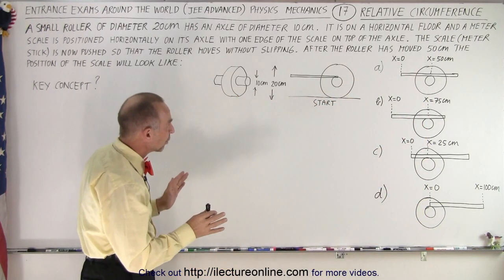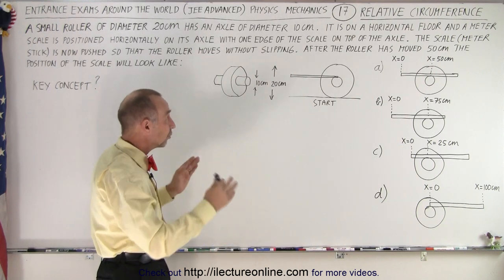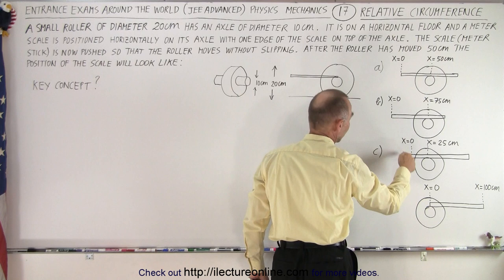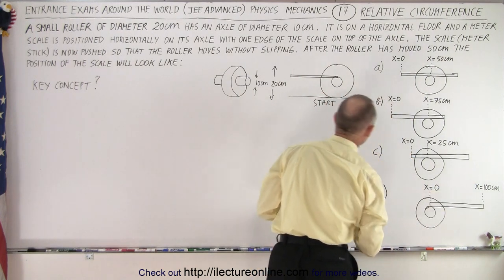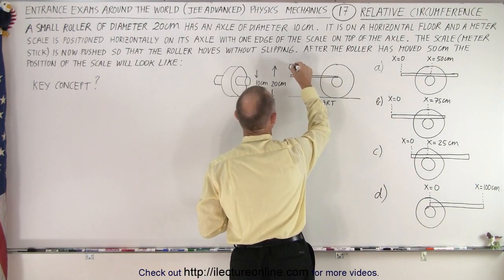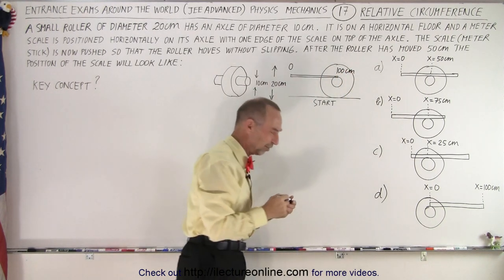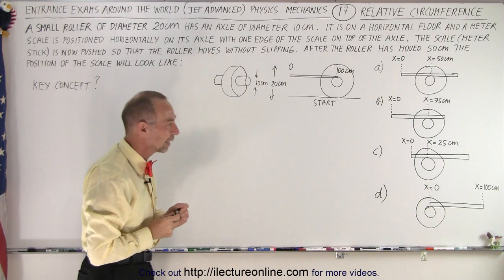Well, first of all, we need to realize which end of the meter stick is where. And if you take a look at the possible answers, you see the left side is always at zero, which means the right side is 100 centimeters. So we start at zero, and on this end we have 100 centimeters. So that's how the meter stick is positioned, and we have to be careful about that.